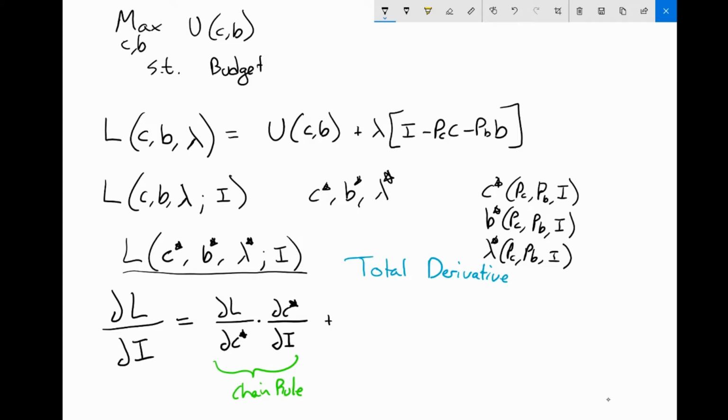Then I need to do the same thing for B, because B is a function of I. So the derivative of L with respect to B star times the derivative of B star with respect to I, plus the derivative of L with respect to lambda star, because lambda star is a function of I. The derivative of lambda star with respect to I.